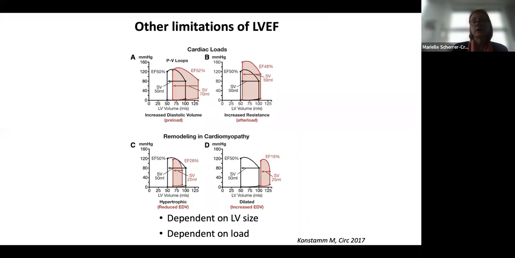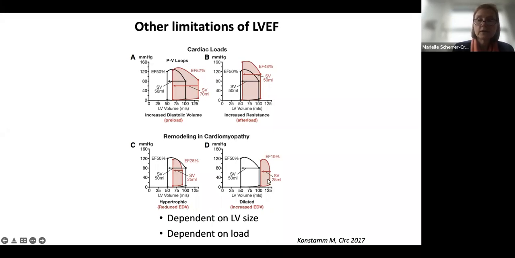Other limitations of LVEF that are quite well known are that it's dependent on load and on LV size. And I think that you're all familiar with the dependency of LVEF on load. I have to say in advance that strain is also dependent on load and on LV size, for those of you who wonder. But certainly a dependency, and you can see that at higher volumes, because of the Starling curve, you can eject higher stroke volume for the same EF.